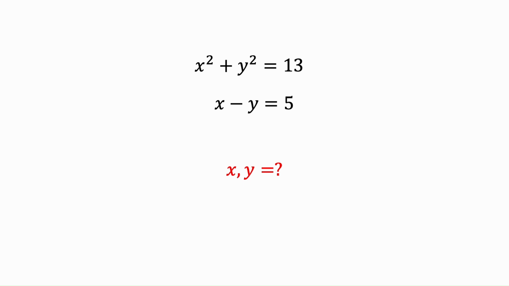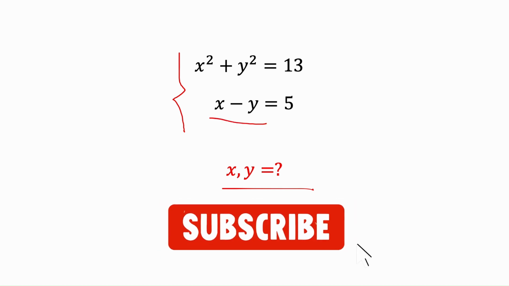Hello everyone, today we want to solve this problem and find x and y. We have x squared plus y squared equals 13, and x minus y equals 5. Let's see how we're going to solve this.